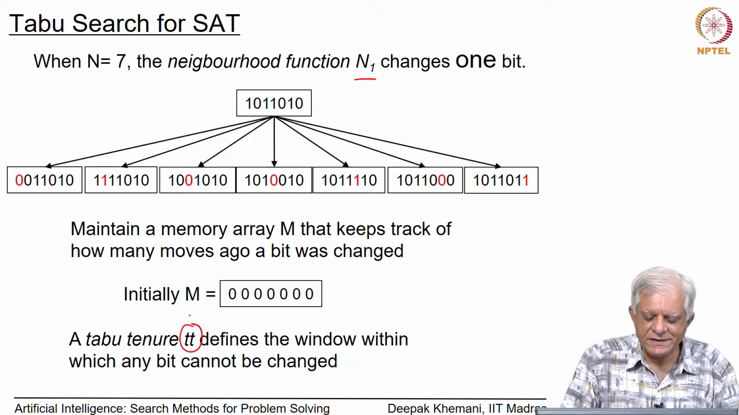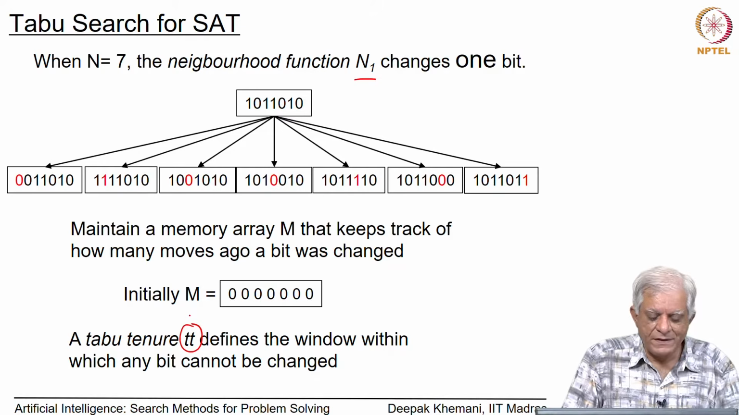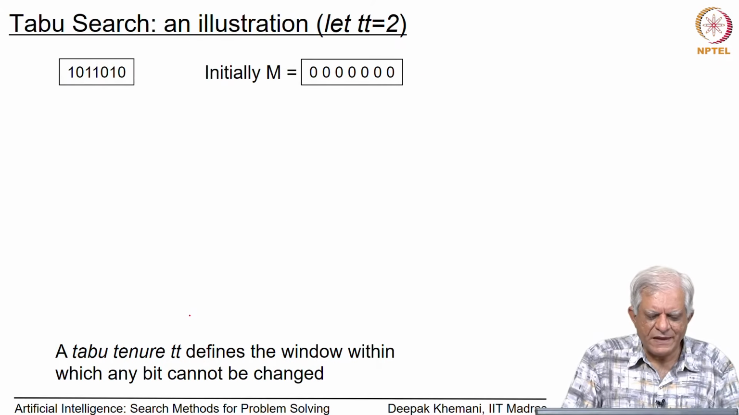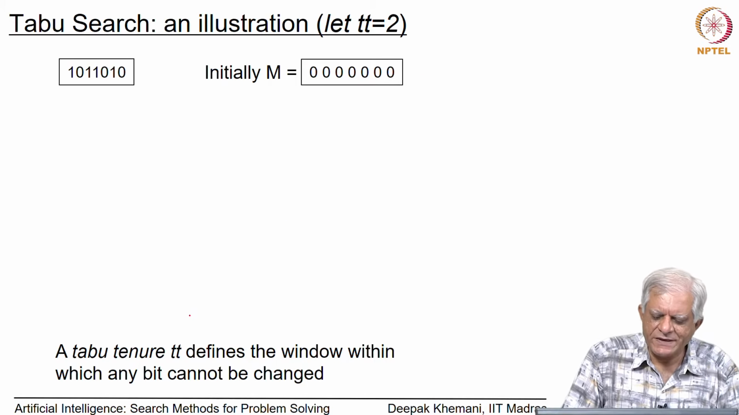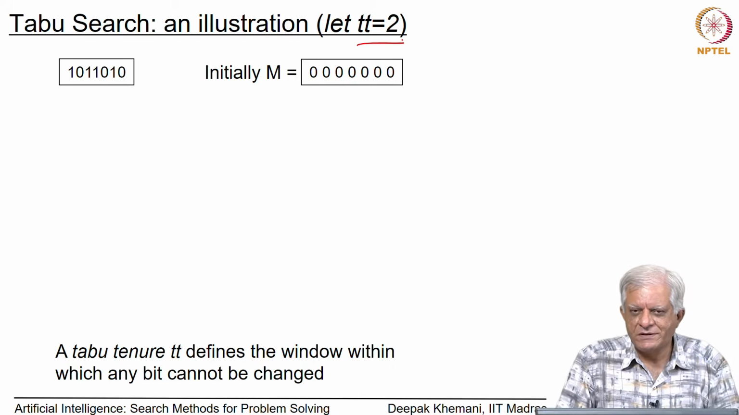So, I will just illustrate this with an example here. So, let us say that we are looking at this 7 variable SAT problem, and we have assumed that the taboo tenure is 2. What does that mean?